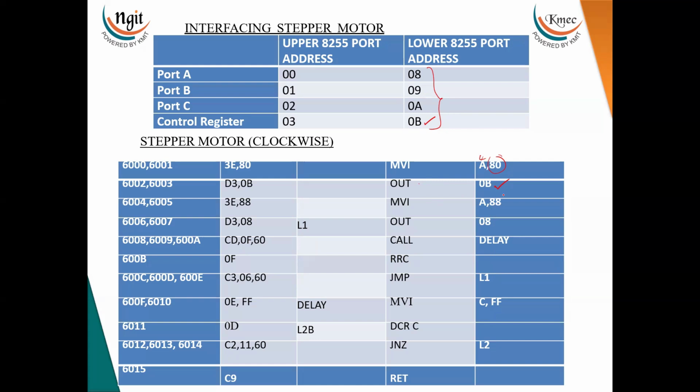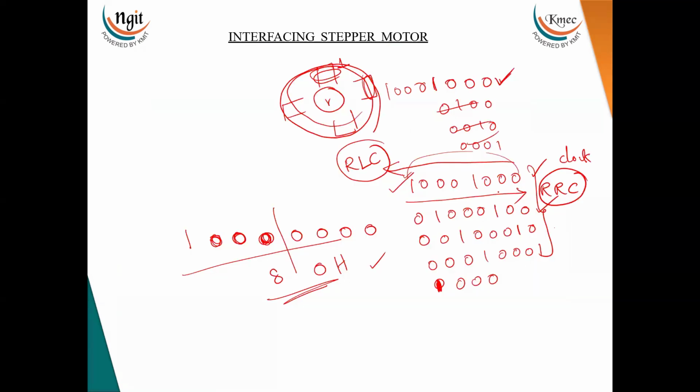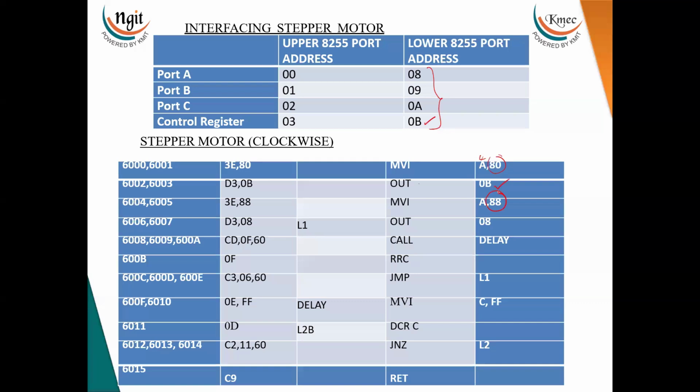Now here 88. Now which data do I have to apply to the stepper motor? That data I moved into the accumulator, and that again I have transferred to port A. Why? Because this stepper motor is connected to port A, and we need to give the data to the stepper motor. That's why I used the OUT instruction, OUT 08.